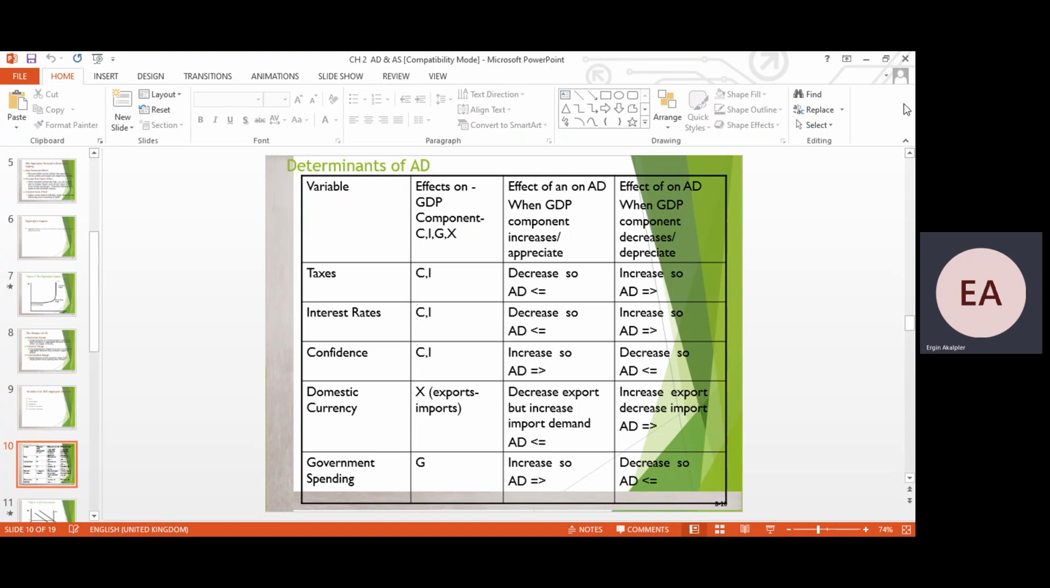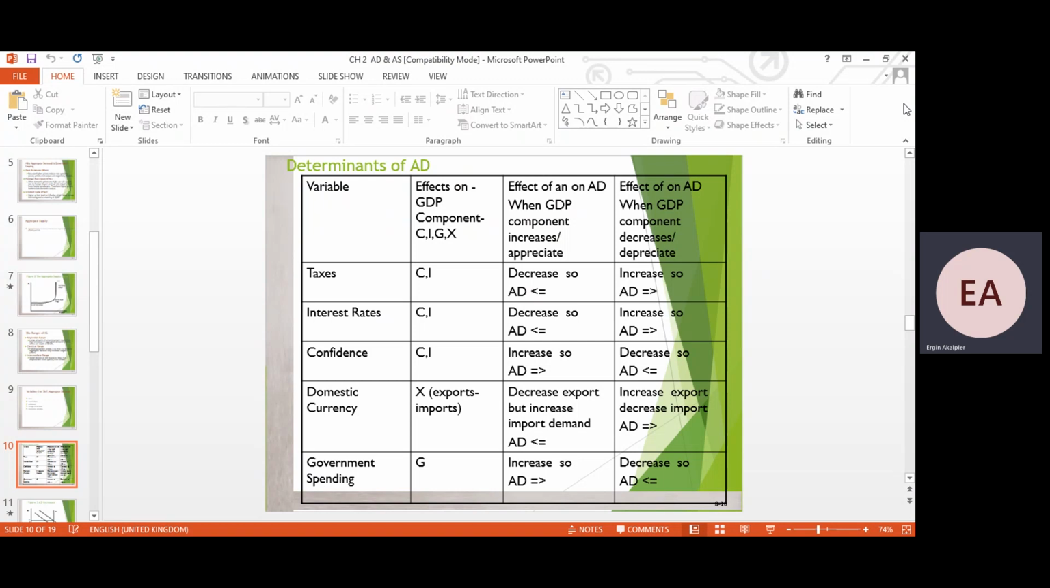Taxes are a burden on the consumers. From this point of view, when the tax rate is increased, this negatively affects the aggregate demand, and vice versa for the decrease. When taxes are decreased, the GDP components increase, and an increase in aggregate demand is realized.